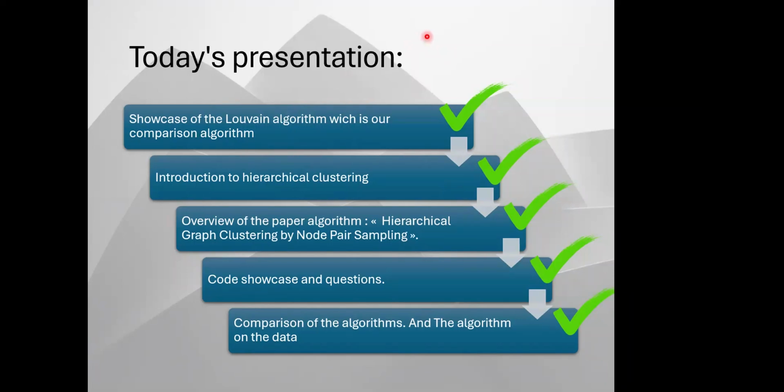Everything understood? Do you understand the big advantage of node pair sampling in comparison to Louvain? This is the most important part of our show.